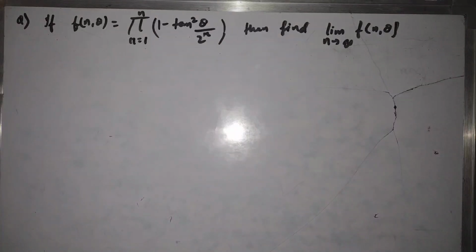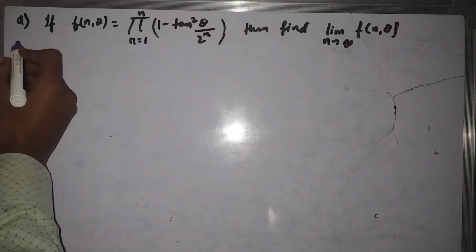Now this is another problem that involves trigonometry and limits. We have a function f of n and theta, which is the continuous product of 1 minus tan square theta upon 2 to the power r. We have to find the limit as n tends to infinity of f of n theta. Okay, so let's solve it.